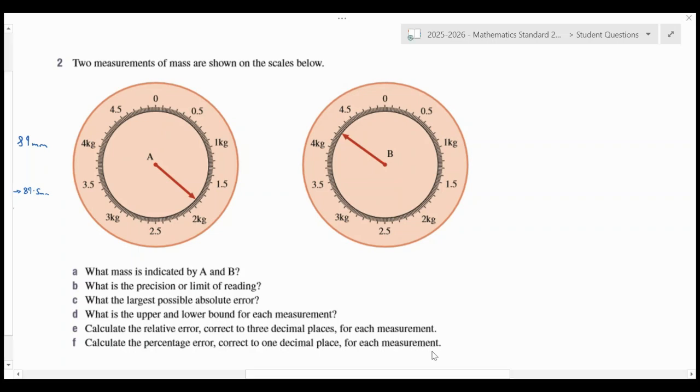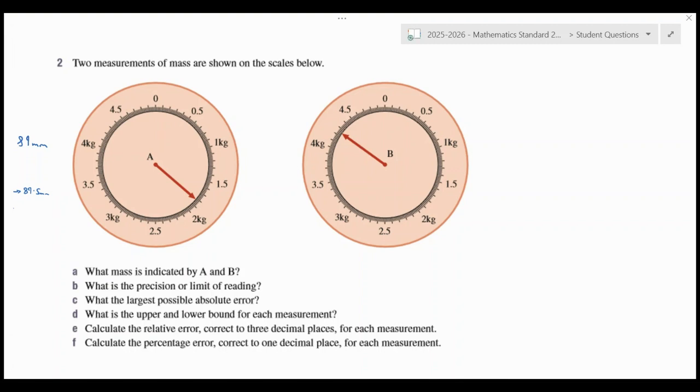All right, this is question number 2 in that same measurement errors exercise. Now, if you've just watched the previous video, which is question 1, this is exactly the same. We are going to do exactly the same, but the only difference is we have a slightly different measuring tool. Instead of a ruler, we've got these dials, and they are much more precise. Well, they seem to be. So we have to be conscious of that. So what is the mass indicated by A or B? So we're just reading it off there.